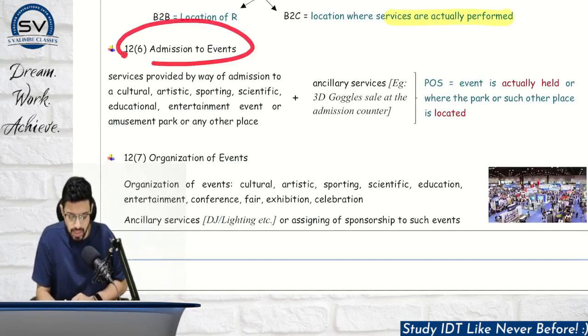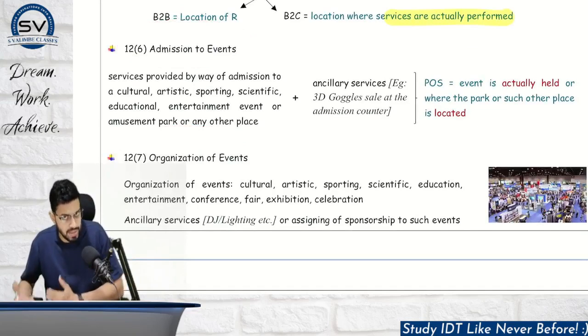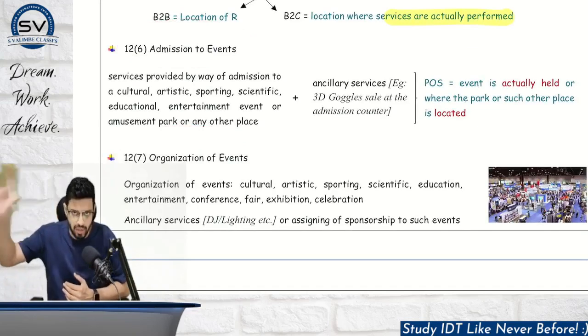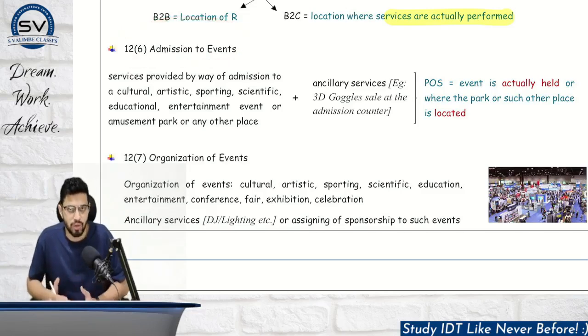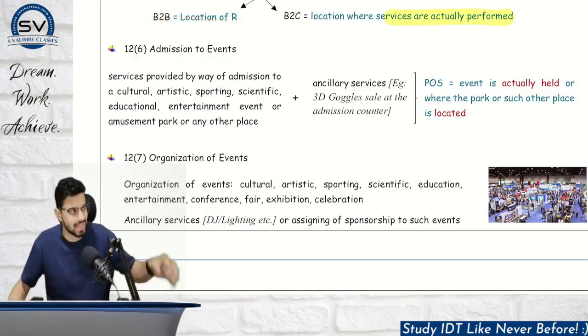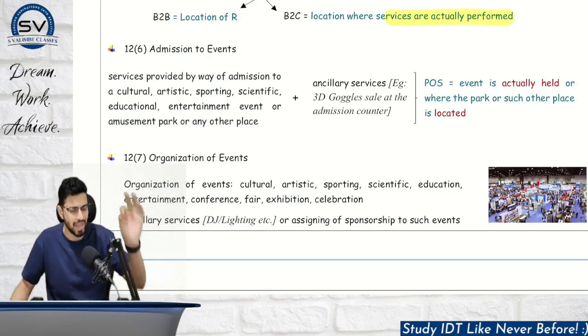Admission to events. Now please understand, in section number 12, admission to events and actual event organization are separate. In section 12, that is one subsection. So with respect to admission to events, what can be admission to events? Events can be any kind of thing. Let's say there is some exhibition, some cultural program, whatever it is, wherever you are paying any kind of entry ticket, that is admission to event.